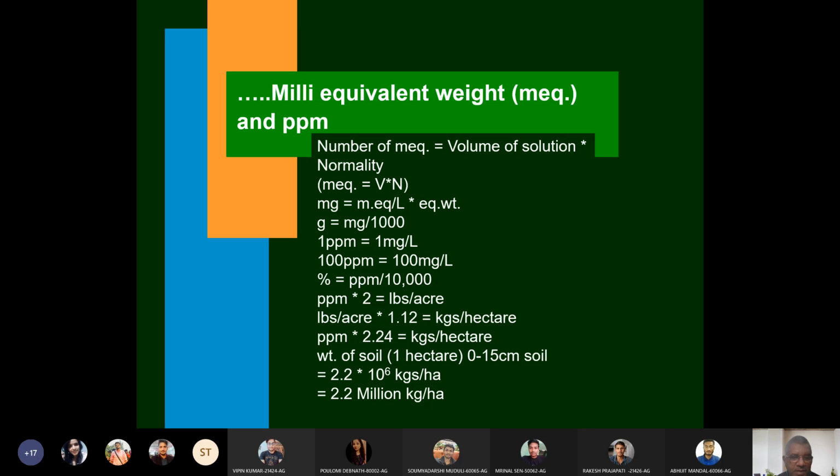And the weight of 1 hectare of soil, 0 to 15 centimeter soil depth, I think you know it, is 2.2 into 10 to the power 6 kilogram per hectare, or you can call it 2.2 million kilogram per hectare. Any doubt, any point you want to ask in this?